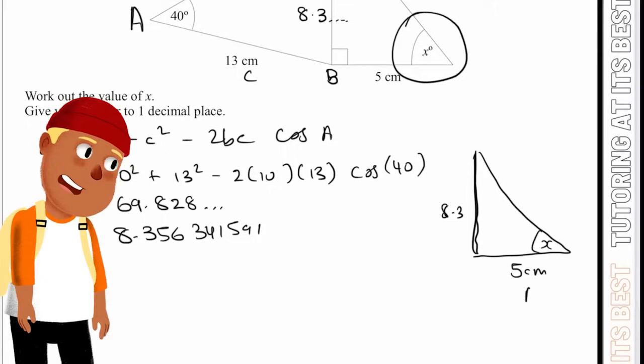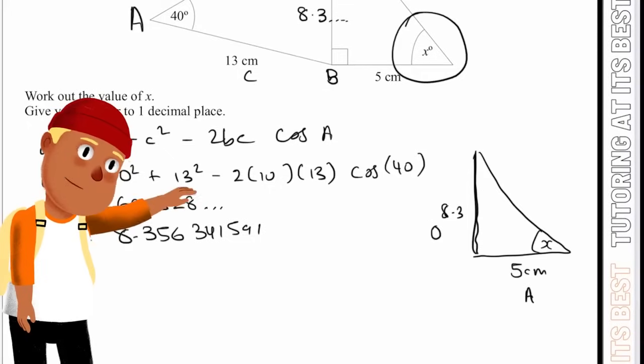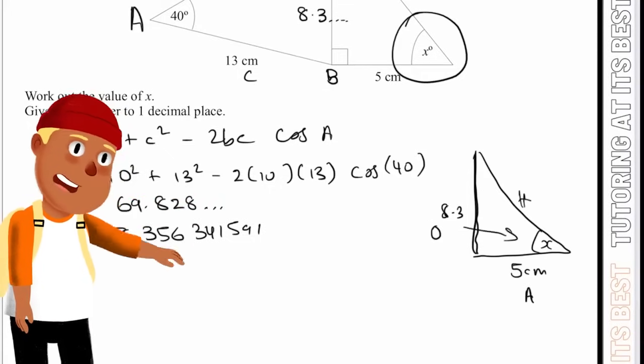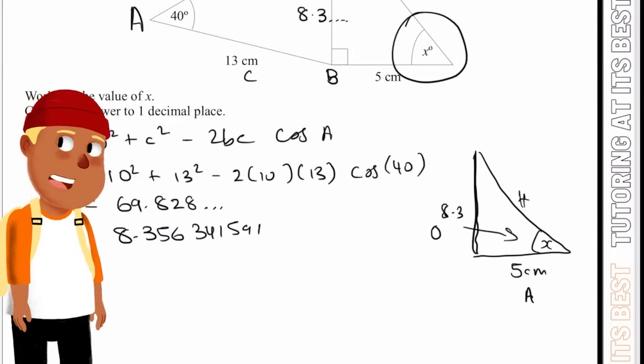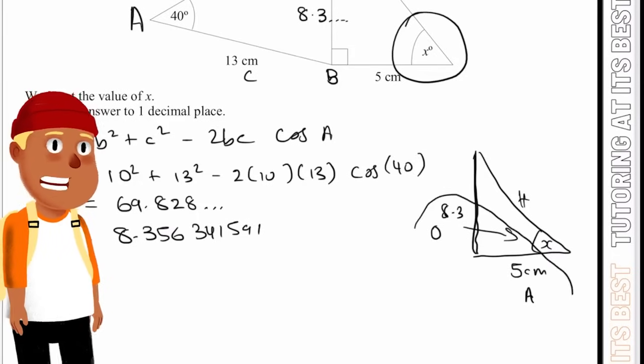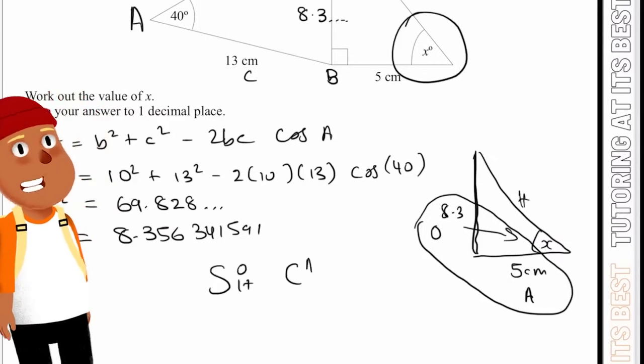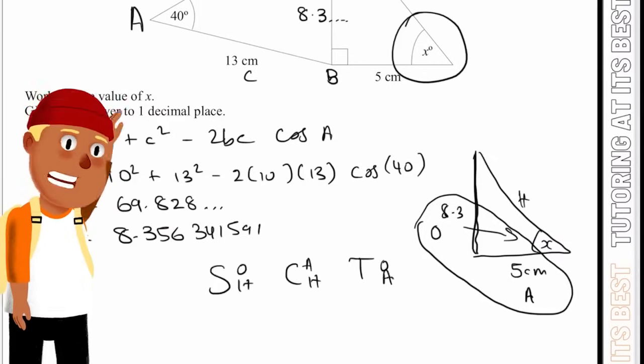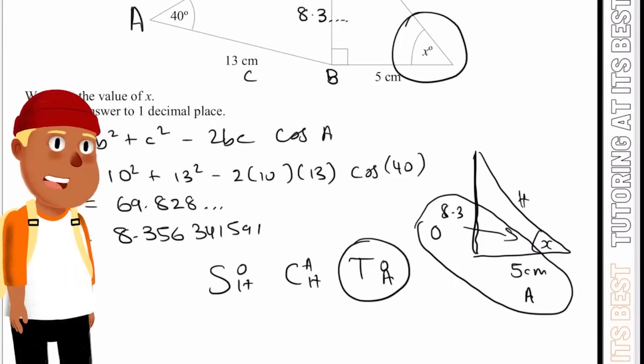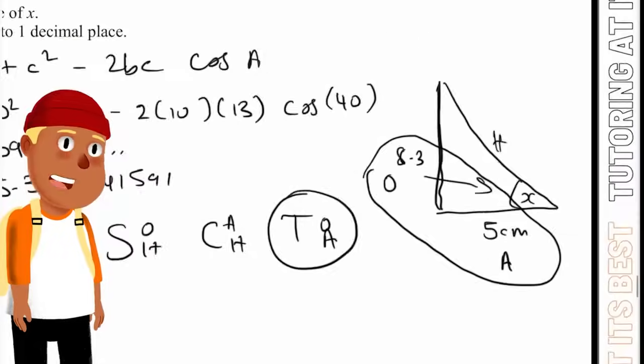So I can label my sides as adjacent, opposite the angle, as you can see. And then we have our hypotenuse. So the first thing we're working with is O and A. So again, we have SOH, CAH, and TOA. And we're going to select TOA because we have O and A.